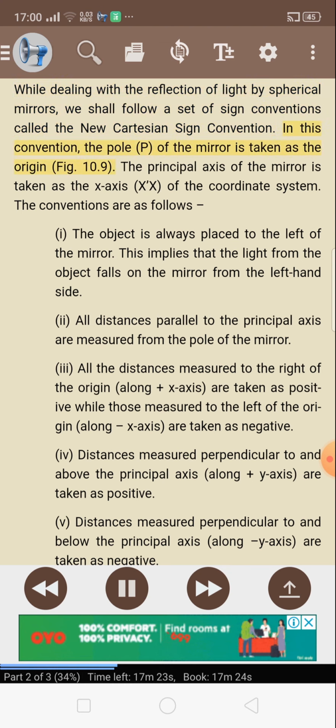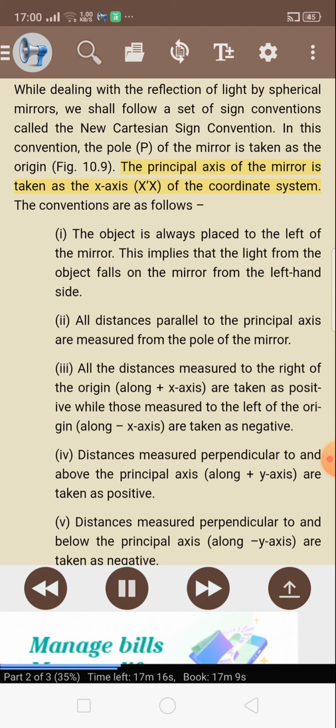In this convention, the pole P of the mirror is taken as the origin, figure 10.9. The principal axis of the mirror is taken as the x-axis of the coordinate system. The conventions are as follows. I. The object is always placed to the left of the mirror. This implies that the light from the object falls on the mirror from the left-hand side. II. All distances parallel to the principal axis are measured from the pole of the mirror.